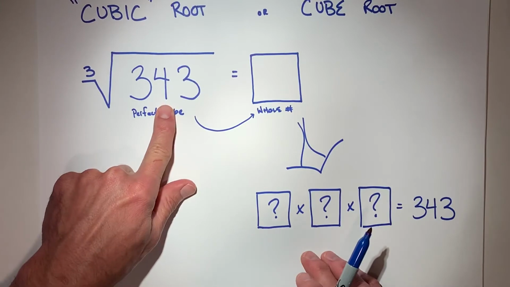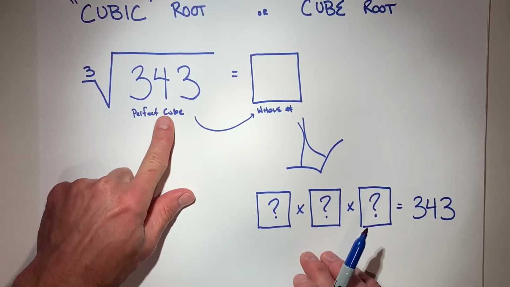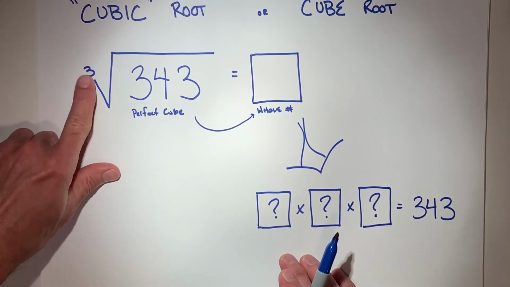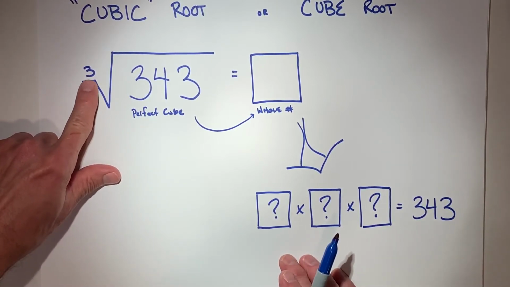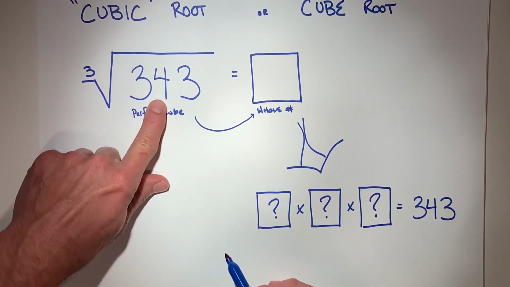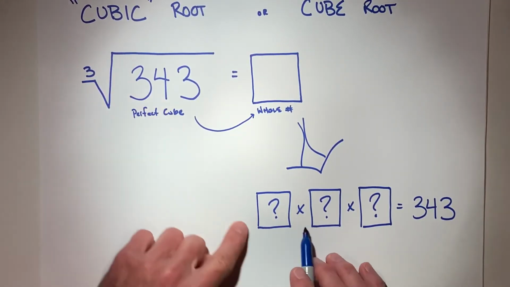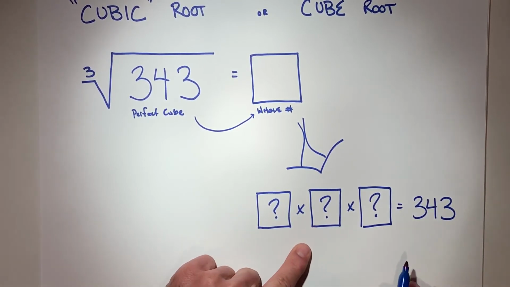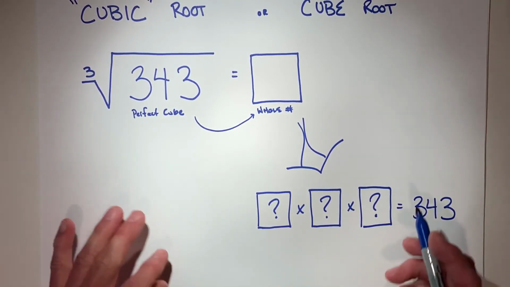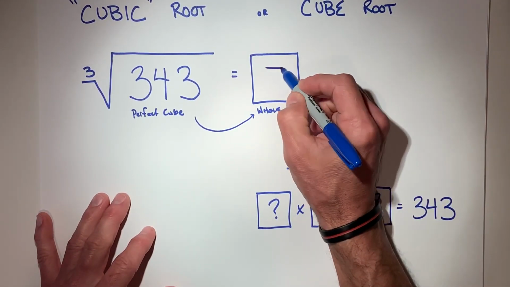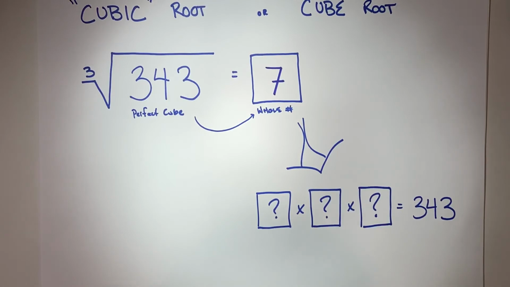The 343 is considered the radicand in this case, and here's what this question is asking. It's saying, what 3 numbers can be multiplied by themselves to get 343? Or, if you want to look at it this way, what number times itself times itself is 343? And for the most part, we're going to memorize these numbers. I'm going to let you know that the answer to this one is the number 7. That's from a memorization chart that we're going to work with.